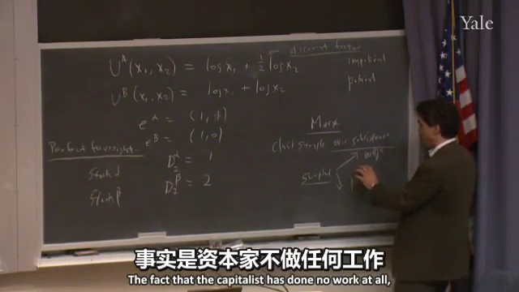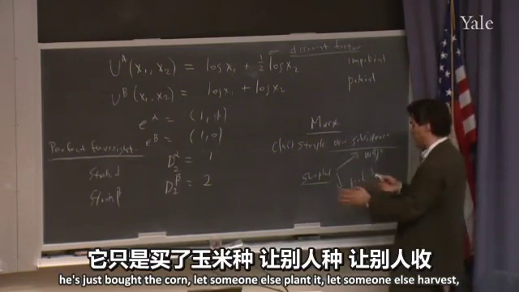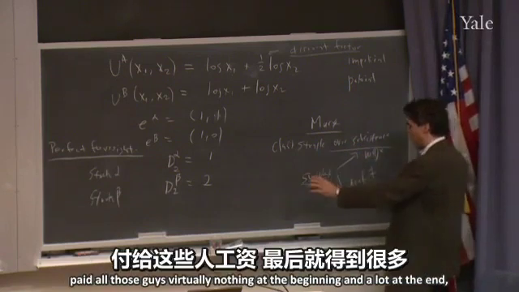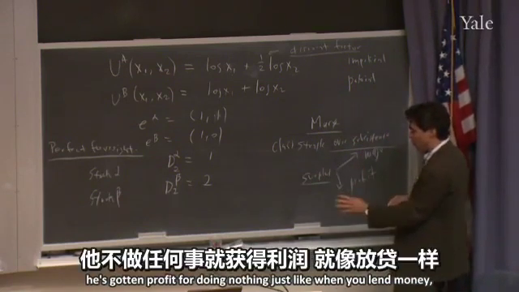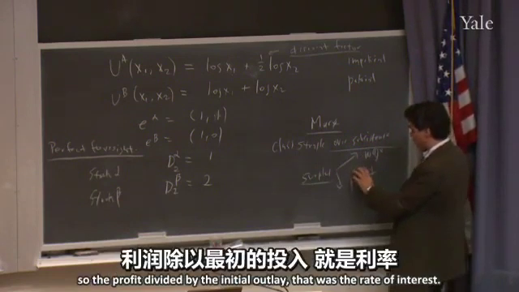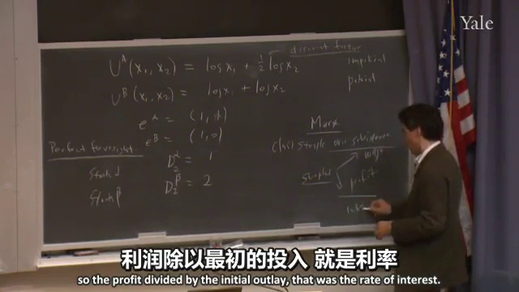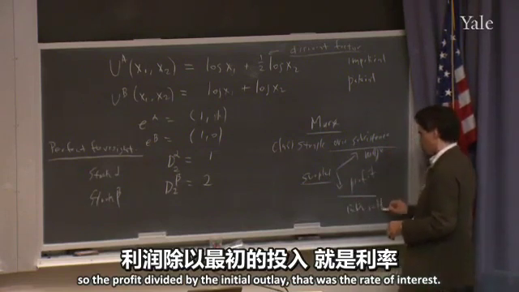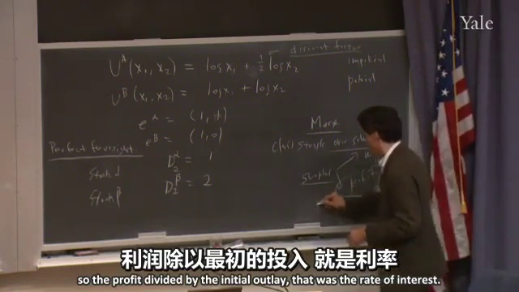The fact that the capitalist has done no work at all, he just bought the corn, let someone else plant it, let someone else harvest it, paid all those guys virtually nothing at the beginning and a lot at the end, he's gotten profit for doing nothing, just like when you lend money. And so the profit divided by the initial outlay, that was the rate of interest.